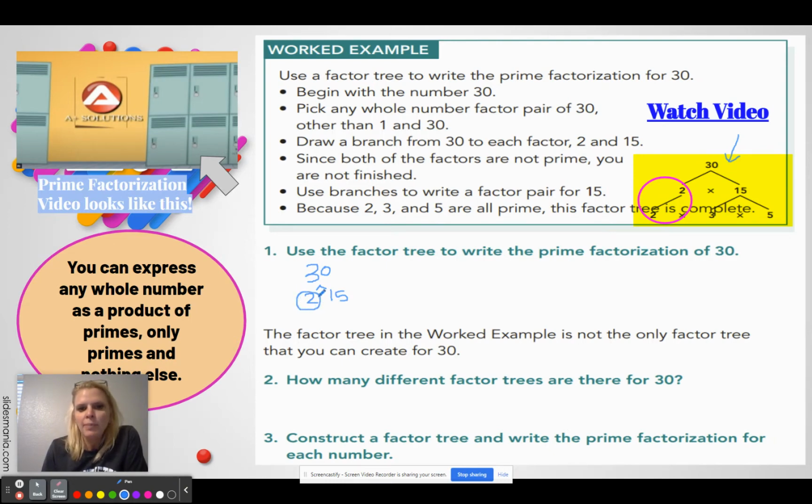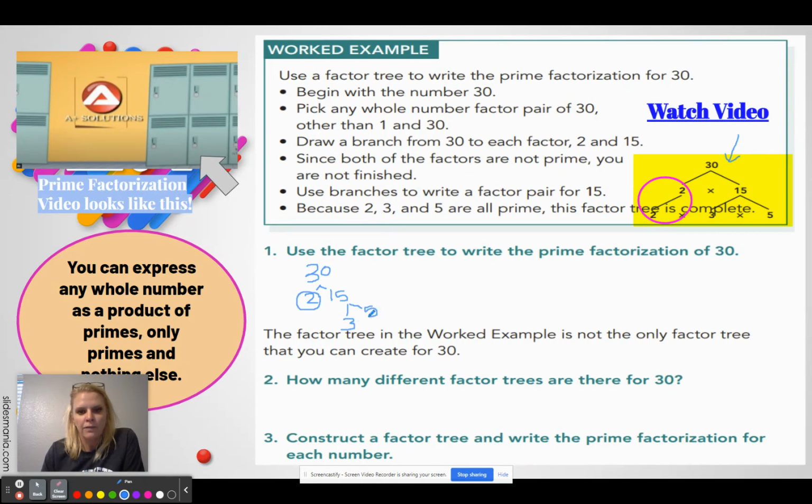I want you to think about the circle like a stop sign. Once you circle a number and it's prime, you can stop. You cannot break that number down anymore. It's done. But can we break down 15 some more? Yes, because 15 is composite. So what two numbers, when multiplied together, are going to give me 15? And remember not to use 1 times the number. So that's going to be 3 and 5.